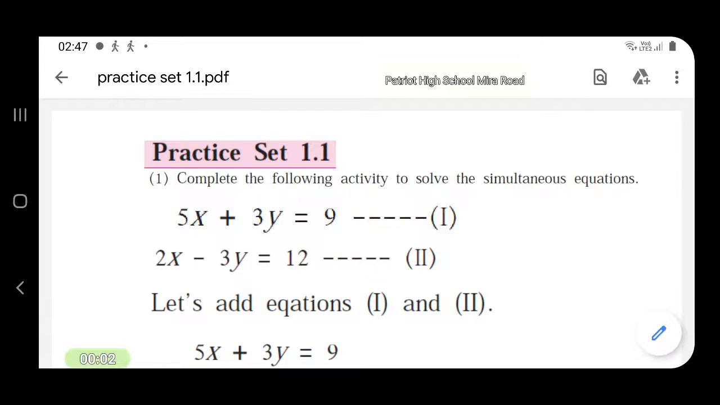Practice set 1.1. Complete the following activity to solve the simultaneous equations. 5x plus 3y is equal to 9, the first equation. 2x minus 3y is equal to 12, second equation. Let's add equation 1 and 2.